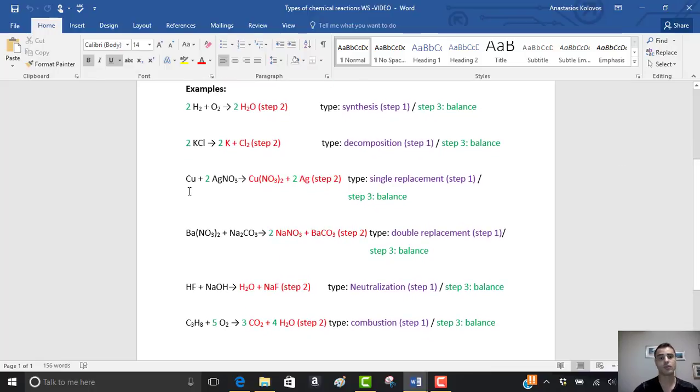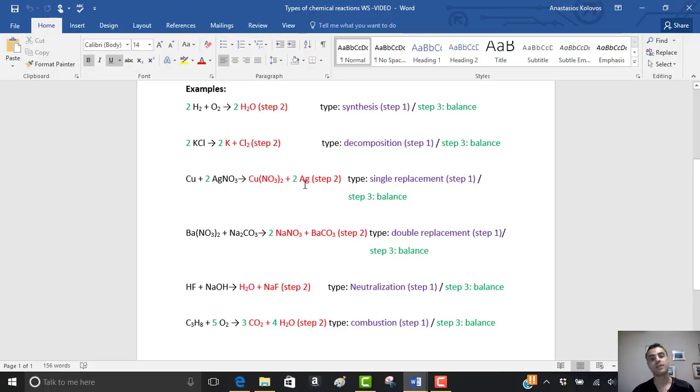In the next example, you have copper, 1 element, plus silver nitrate. You have 1 element and 1 compound. You should assume that this is a replacement reaction, a single replacement, where the copper is going to replace the silver. So you have copper replacing the silver. So in products, you're going to predict that you have copper nitrate plus silver.